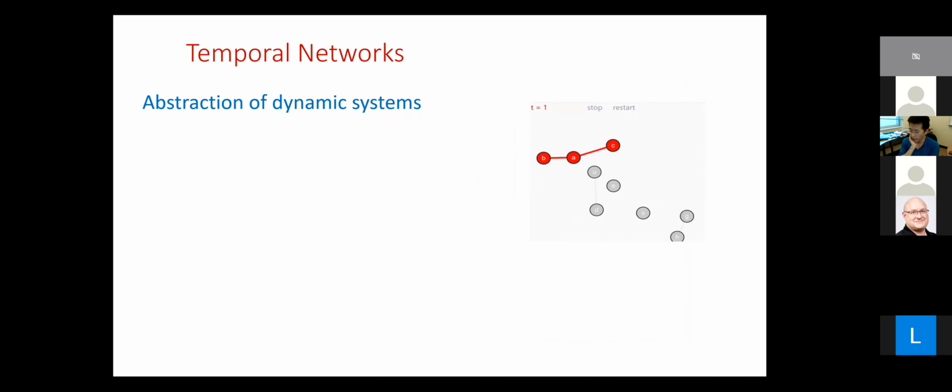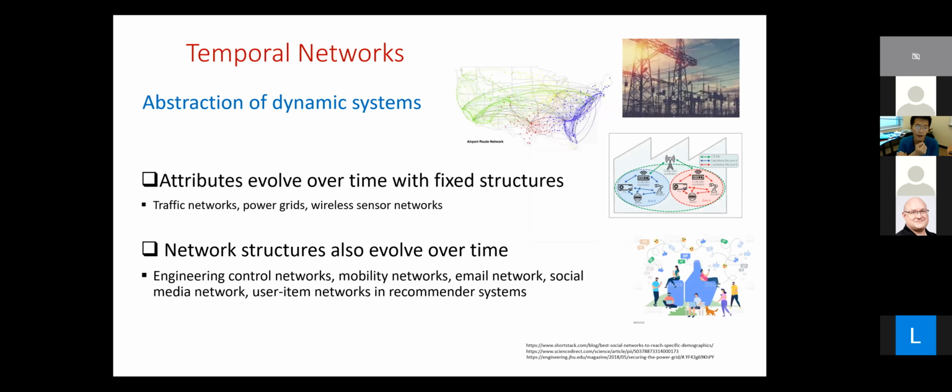Today we will focus on an even more complicated data structure, that is a temporal network. Temporal networks are usually abstractions of very complex dynamic systems. Usually each node corresponds to some interacting element in the system, and the edges correspond to the interactions. Temporal networks just means that some properties of the network will change over time.